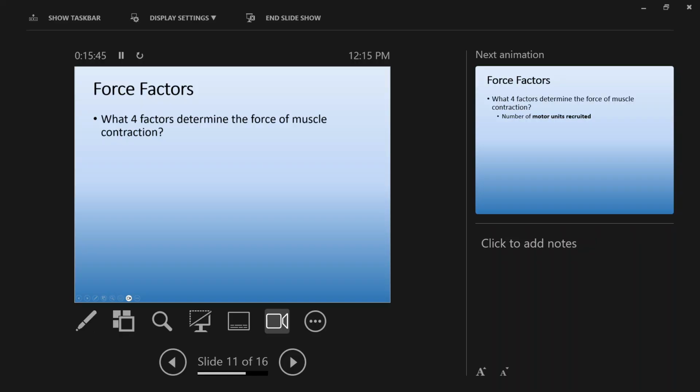All right, we've got 4 more minutes. I'm not sure we'll finish, but we'll see what we can get through here. Talk to your neighbor. See if you can come up with 4 different things that are going to determine the strength of a muscle contraction. What sorts of things can we do to improve the strength of that process?